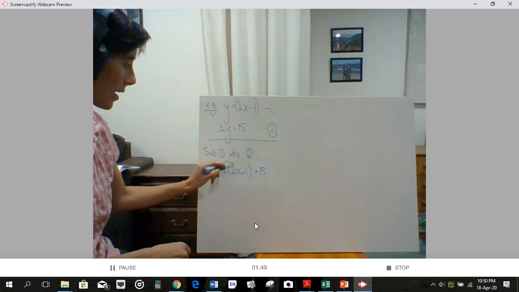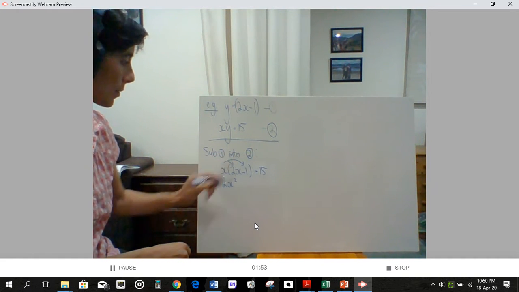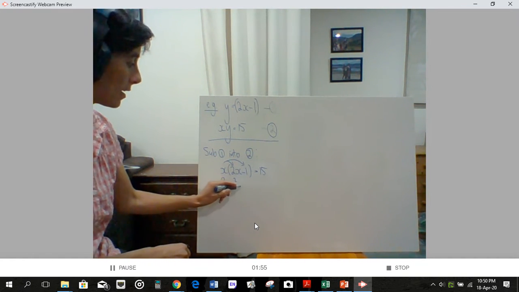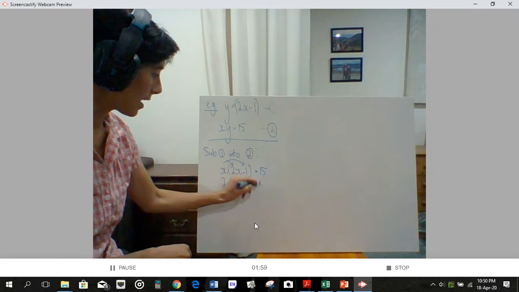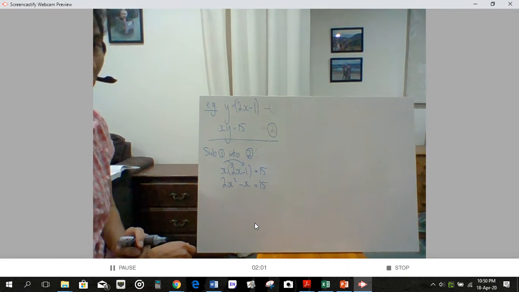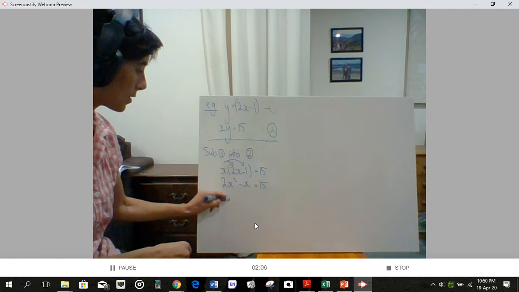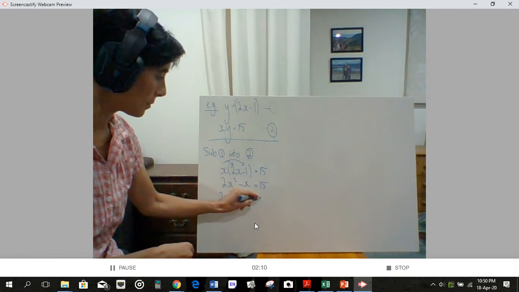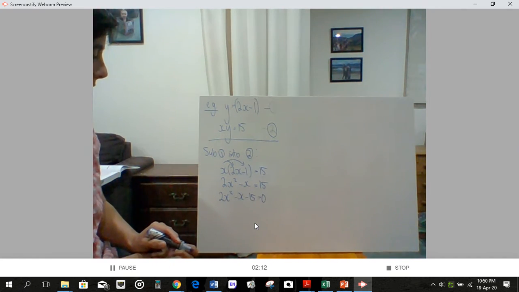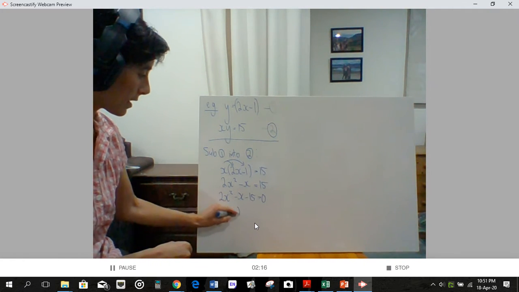So x times 2x gives me 2x squared. x times -1 gives me -x, and that equals 15. I'd then look to move my terms over to the left-hand side and set it equal to 0. So positive 15 becomes -15. And then I'd look to think of how I can factorise this.